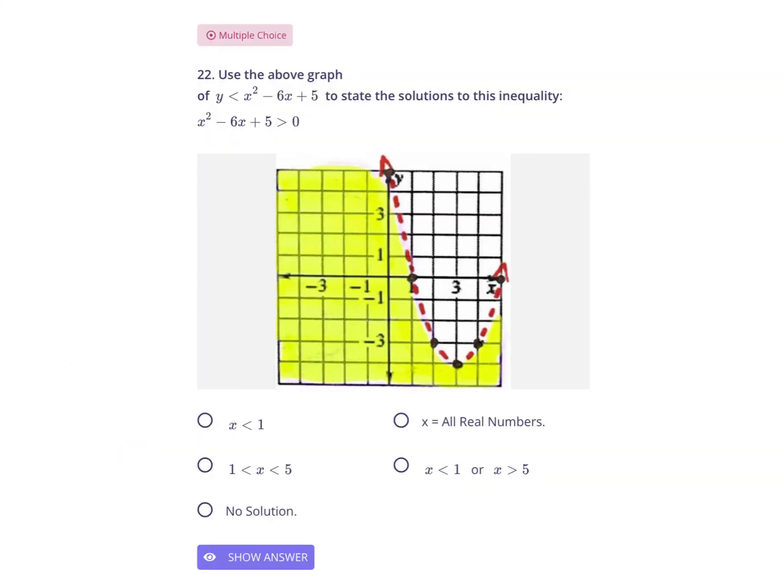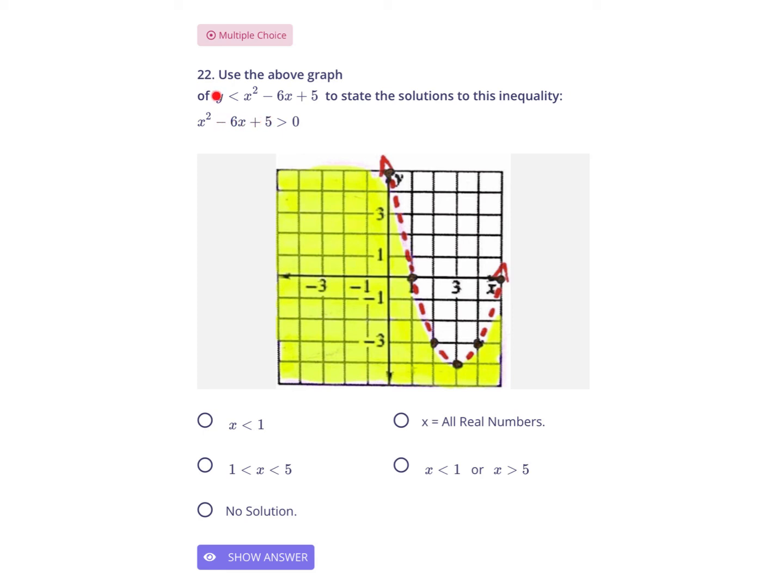Alrighty, the instructions say use the above graph, which is down here, of the inequality y is less than x squared minus 6x plus 5. So I'm giving you the actual graph of this inequality to state the solutions to this inequality. Now notice that it's the same exact quadratic trinomial that's in standard form, x squared minus 6x plus 5. There it is.